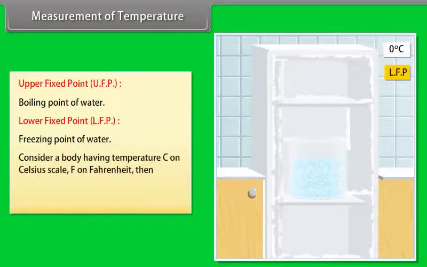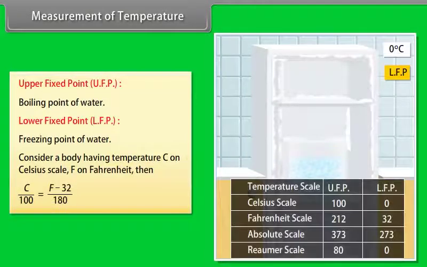Consider a body having temperature C on Celsius scale and F on Fahrenheit scale. Then C/100 is equal to (F minus 32)/180.